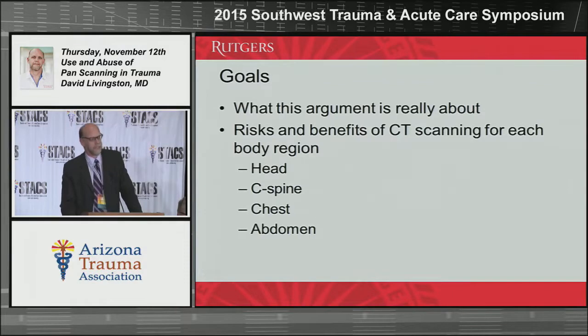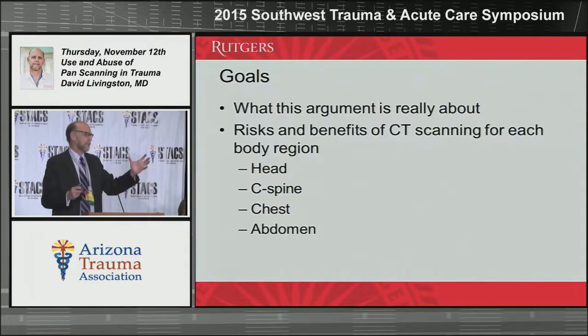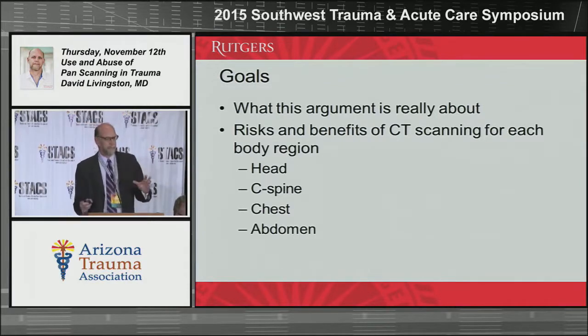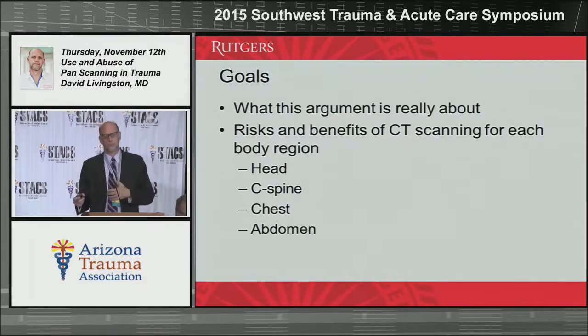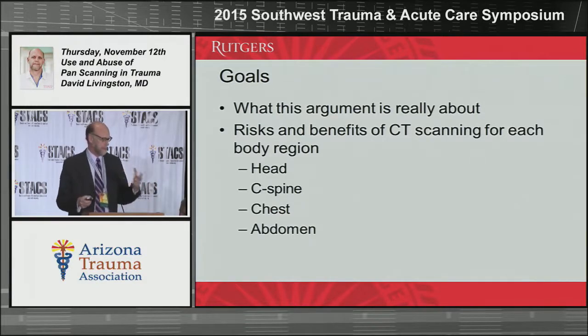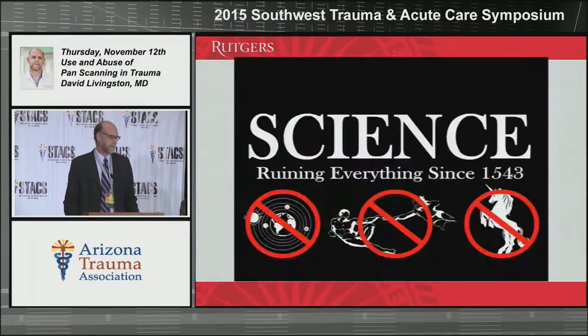The goals of this talk are really to try to put some definition into this whole argument of pan scanning and selective imaging, and what are we really talking about, and what images are we trying to get. You can divide it up into the head and cervical spine, and then chest, abdomen, and pelvis, and maybe what about the spine, and I'm going to concentrate mostly on the chest and abdomen. I think the first two are fairly well defined, although we'll talk about them as well. I'm also going to try to add some science to this instead of opinion.